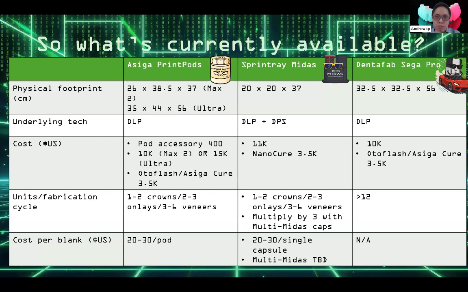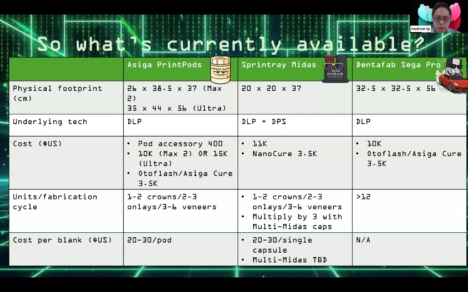Realistically, with the print pods, per print, you could probably fit maybe about 1 to 2 crowns or 2 to 3 onlays or 3 to 6 veneers within that one little build plate. It's just very, very small, about maybe half an inch wide. Similarly with the Midas, it's a very small build area, 1 to 2 crowns, 2 to 3 onlays or 3 to 6 veneers. And then the beautiful thing about Midas this year is that they're going to be releasing multi-Midas capsules. So you can basically print a segment or a row of restorations. Of course, with the Dentafab, you can fit basically more than 12 restorations into one build plate.